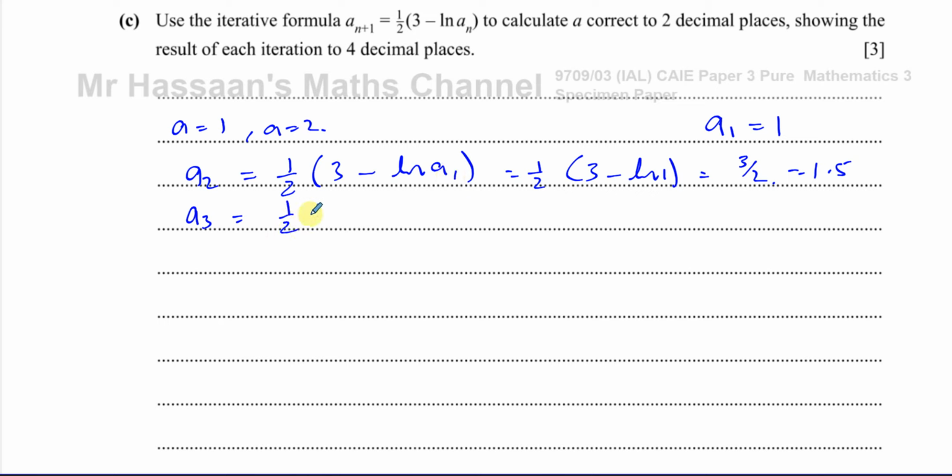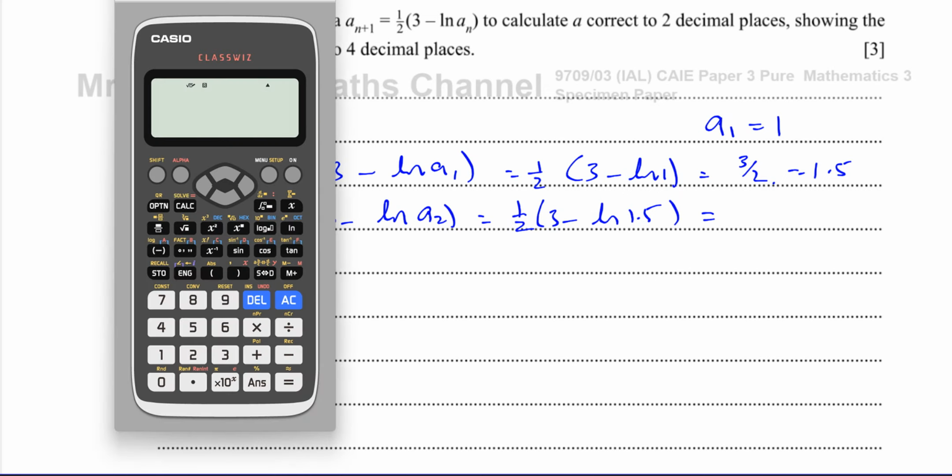So a3 will be a half times 3 minus the ln of a2, which is a half times 3 minus the ln of 1.5. And then we can find out what that is. Now, instead of having to do that again and again, like write this out and do this calculation on your calculator, there's a nice little shortcut which you can use. So I'll show you how to do that.